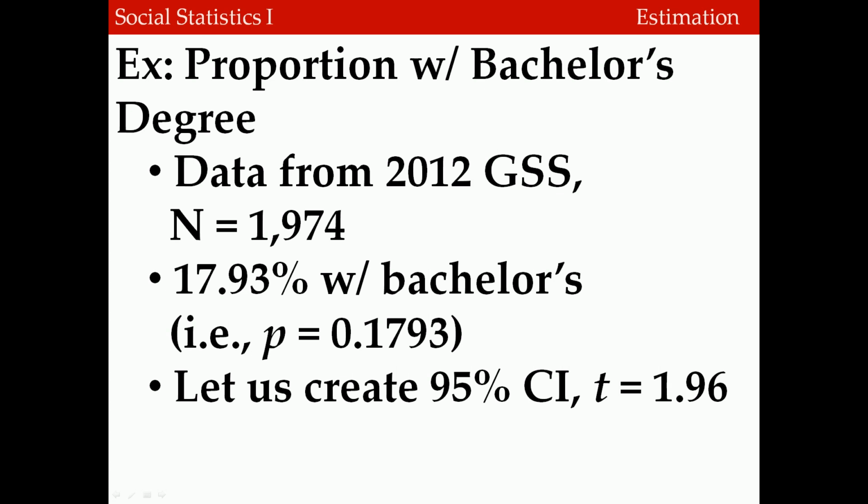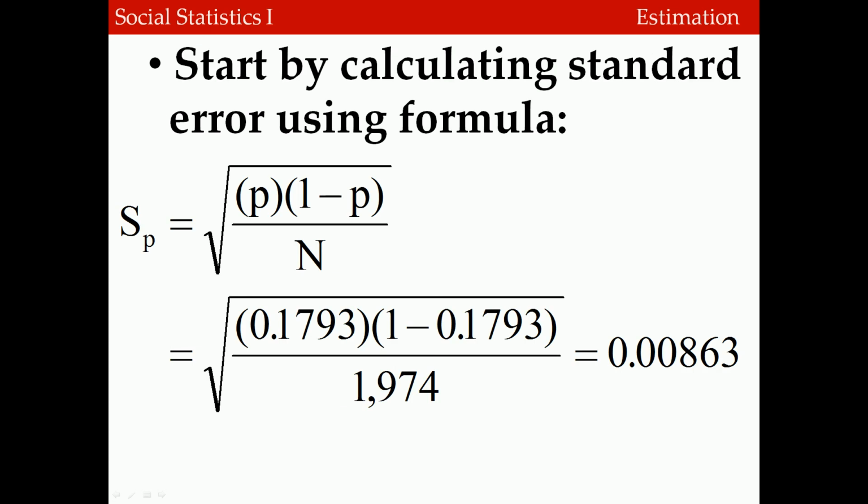As an example, let's consider the proportion of cases with a bachelor's degree. Suppose we had some data from the 2012 General Social Survey. We had a sample of 1,974 cases, and we found that 17.93% have a bachelor's degree. In other words, p is equal to 0.1793. Let's create the 95% confidence interval for the true population proportion of people with a bachelor's degree. Because we have a large sample size, 1,974 cases, we can use the same t-value that we would use for a normal distribution, in this case 1.96. So t is going to be 1.96.